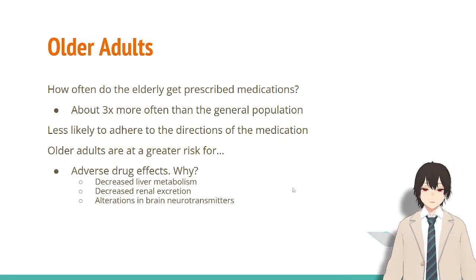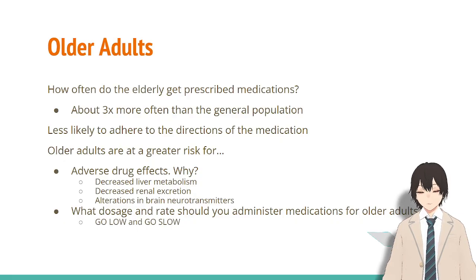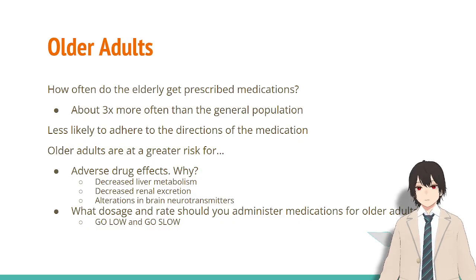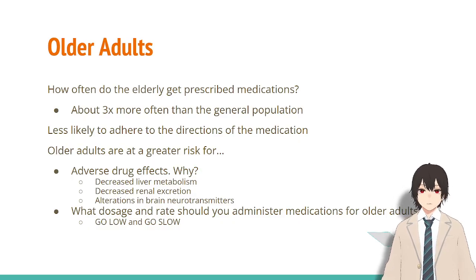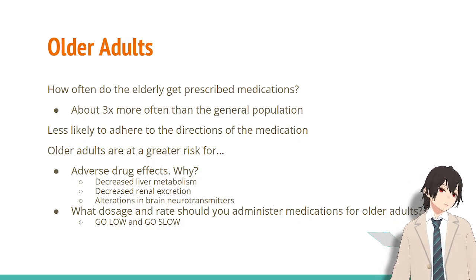So, what dose and what rate should you administer medications for older adults? The general rule of thumb is go low and go slow, okay? Especially with antidepressants, SSRIs, things like this, you shouldn't be full dosing people right away, even with a young, healthy patient. These things need time to work effectively, right? They say like 3 weeks for serotonin, SSRIs, right? So just be extra cautious with older adults.